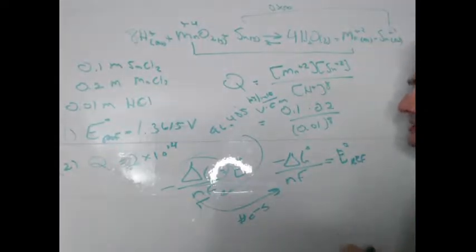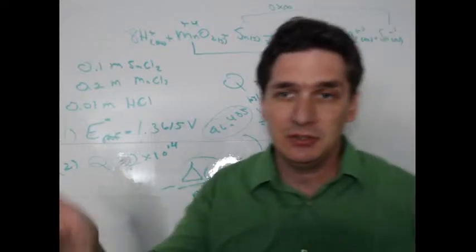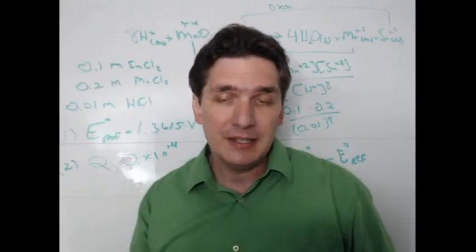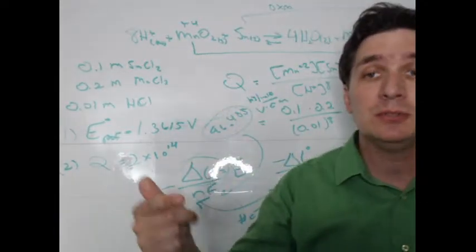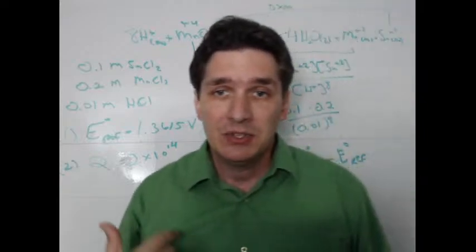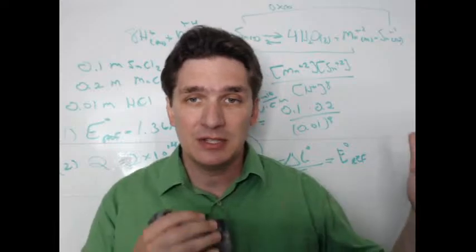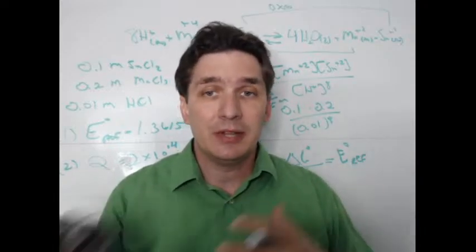But all this 96.485 is, is a conversion factor. It converts between kilojoules and volts. And instead of being on a per mole basis like we are with delta G, that N, the number of electrons, switches us from a per mole to a per electron basis. So this NF here is just a conversion factor. The 96.485 scales kilojoules to volts, and the N scales the moles to electrons.